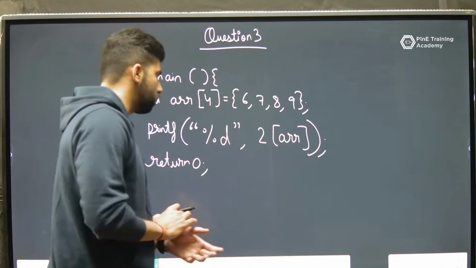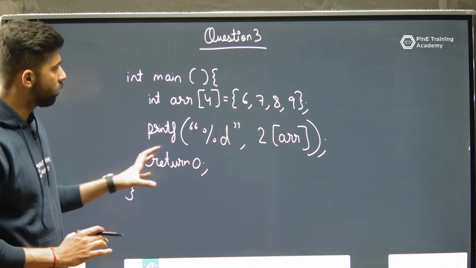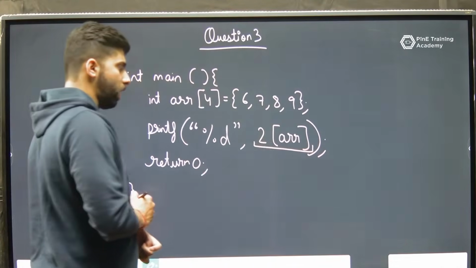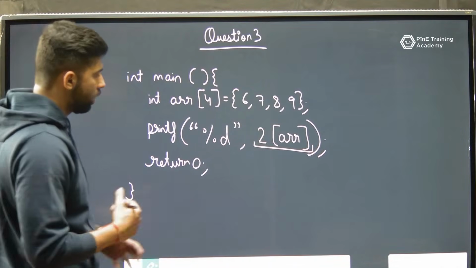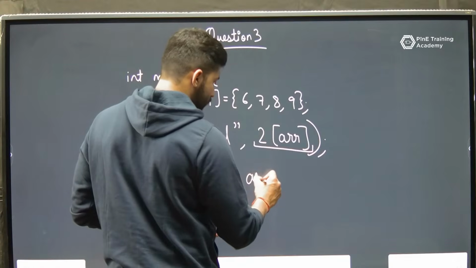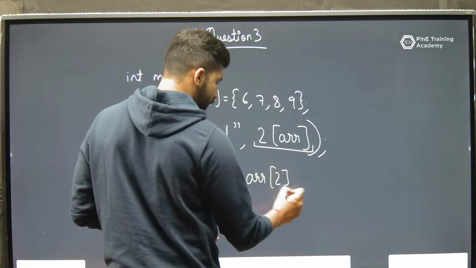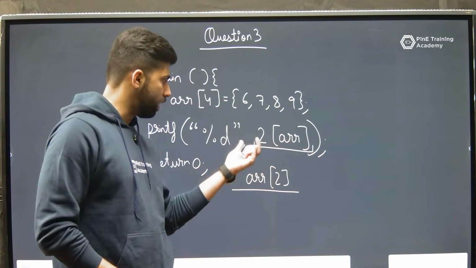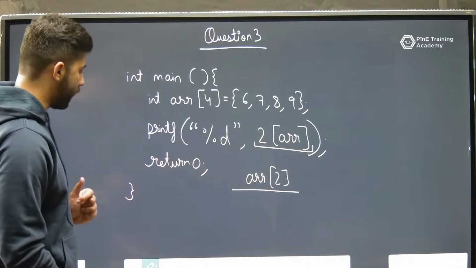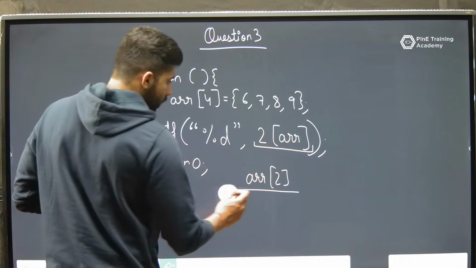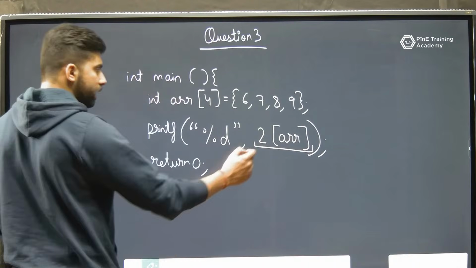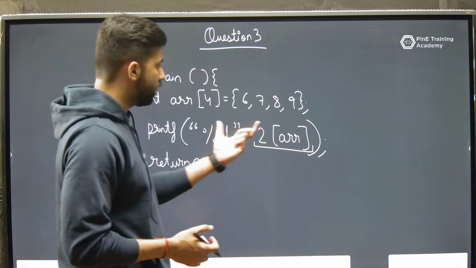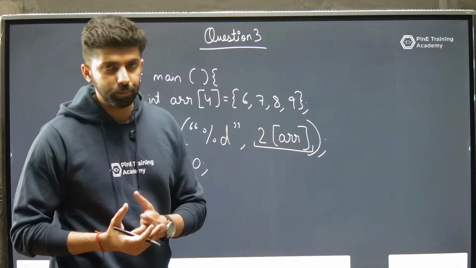Okay, so in this question, we have written this 2 square bracket ARR. Now we have seen ARR bracket 2 many times, like we write a number inside the bracket, but here we are writing ARR inside the bracket. It might feel that we have written a wrong syntax here, but this will work perfectly fine.